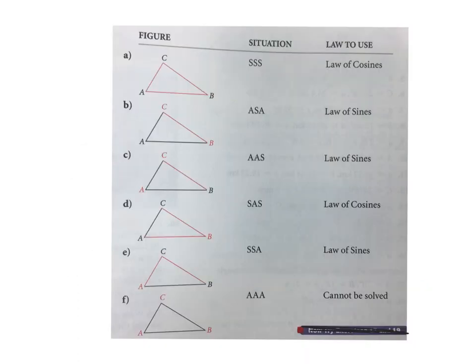Okay, this slide right here is just a summary of when to use which one. Really the only two times you need to use the law of cosines is if you have SSS or if you have SAS. Every other time, law of sines. Now, if you have all three angles, AAA, you can't do anything. We don't even have one for that, so you're kind of stuck. You can't find the sides if all you know are the angles, because angle size doesn't necessarily determine side length.